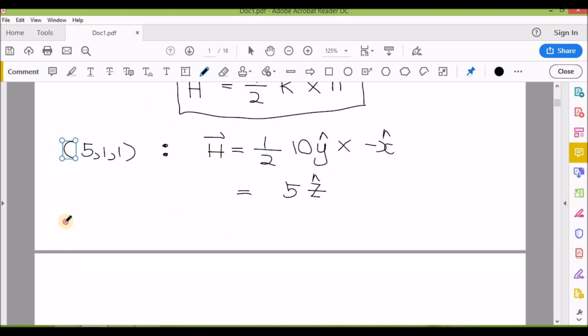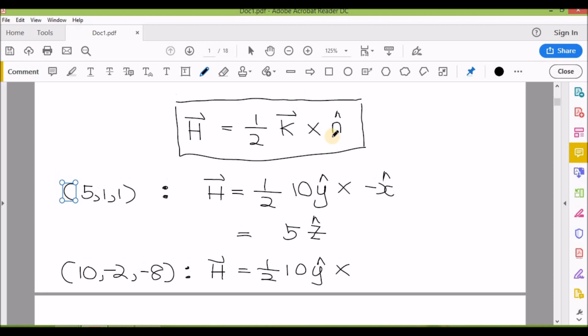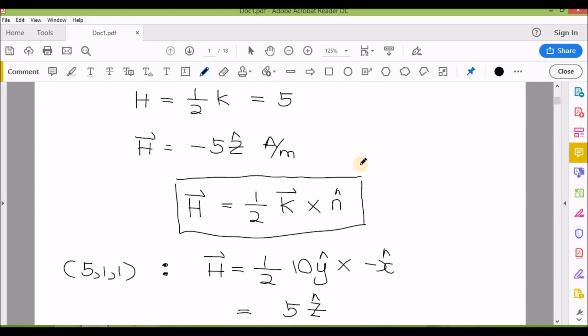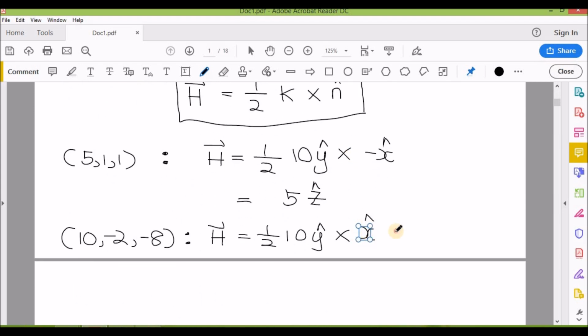Let's look at the second point, which is 10, negative 2, and negative 8. We are going to use the same equation: 1 over 2, 10 unit vector Y, cross product with what? With the unit vector n. Let's look at the second point. We have to construct a straight line from the second point and touch the surface, and the angle must be 90 degrees. For this one, the arrow is actually pointing in the positive X direction. So you will get negative 5Z in this case.